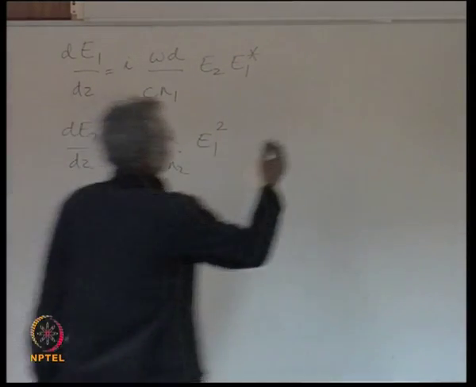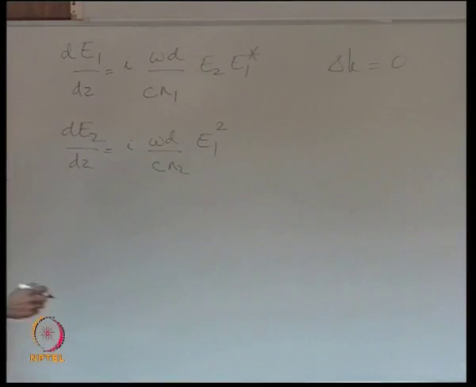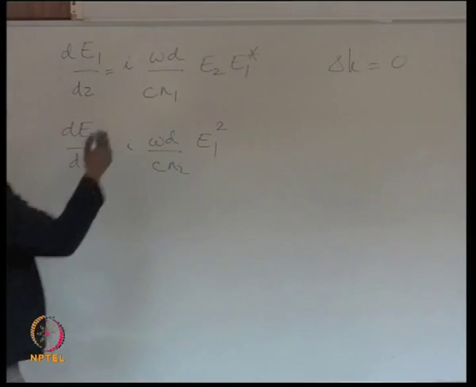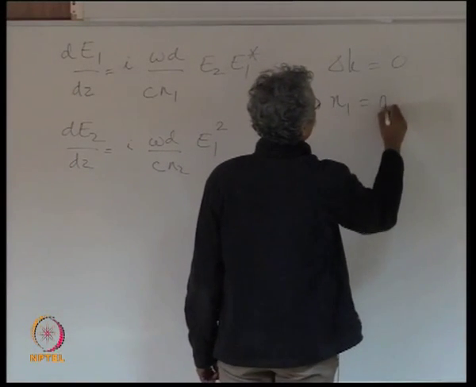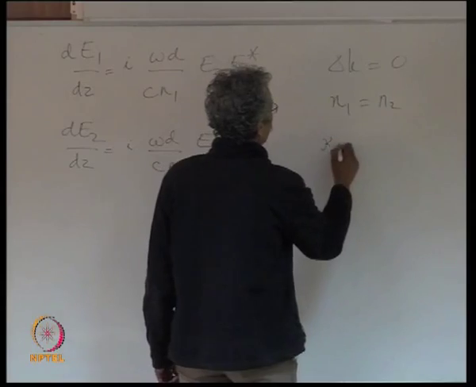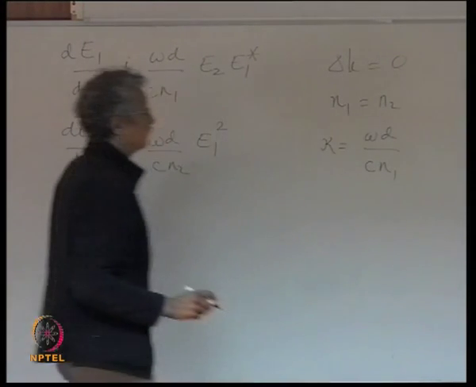Okay, so we had assumed delta k is equal to 0. Phase mismatch is equal to 0. And let me call this coefficient kappa. So because delta k is equal to 0, n1 is equal to n2, and kappa is equal to omega d by Cn1.